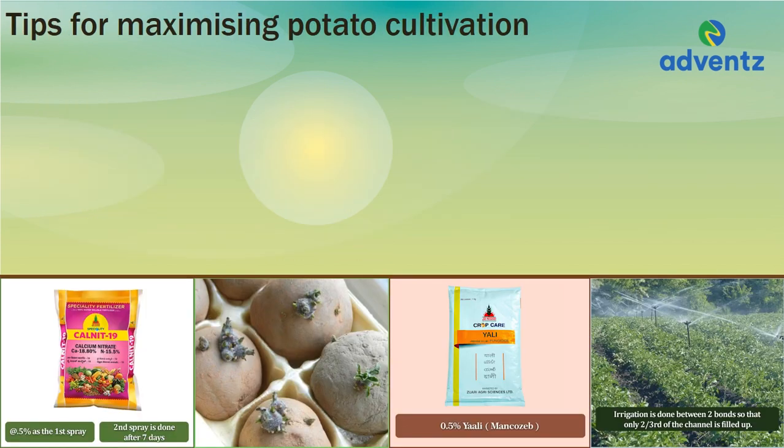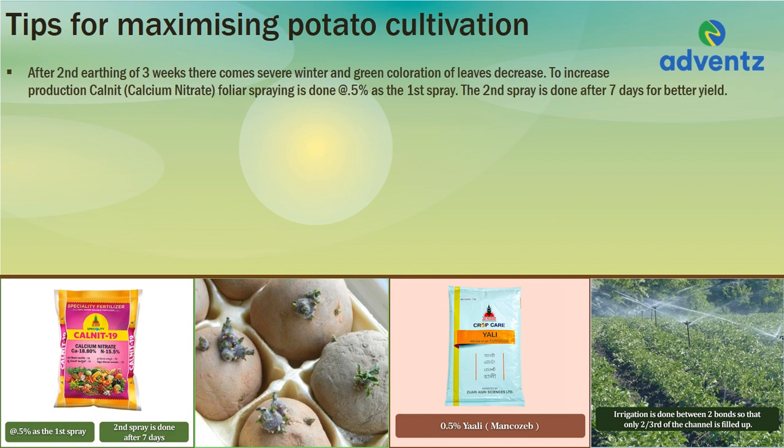To maximize potato cultivation, or what are the tips of maximizing potato cultivation? After second earthing up of 3 weeks, there comes severe winters and green coloration of leaves decreases. To increase production, CalNit, which is calcium nitrate, foliar spraying is done at the rate of 0.5% as the first spray. The second spray is done after 7 days of the first spray for better yields.